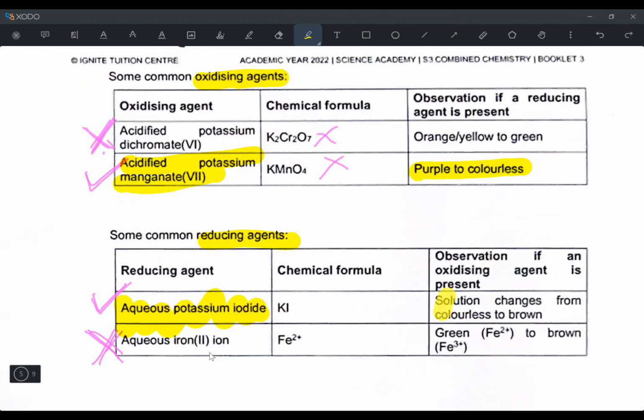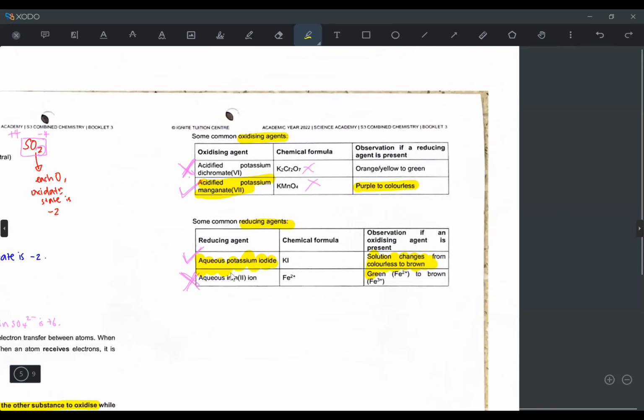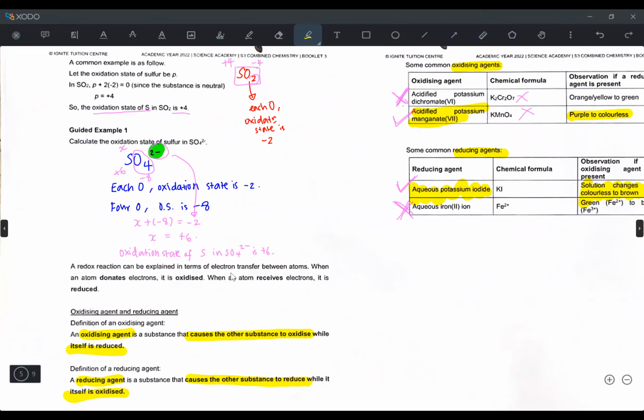Then the color will change from colorless to brown. Colorless to brown. Okay, so that's all for the redox.